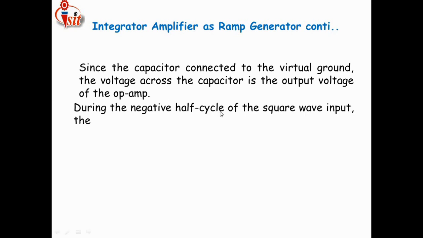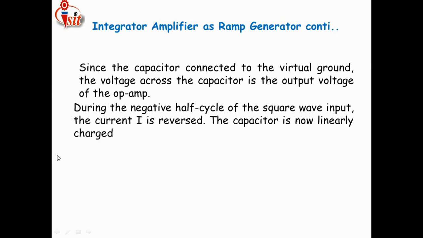During the negative half cycle of the square wave input, the current I is reversed. That means for a positive half cycle it is an increasing curve, but for the negative half cycle it is a decreasing curve. The capacitor is now linearly charged and produces a positive going ramp output. That means the capacitor charges, and the output goes on to produce a positive going ramp output like this. That means increasing and decreasing like this curve.